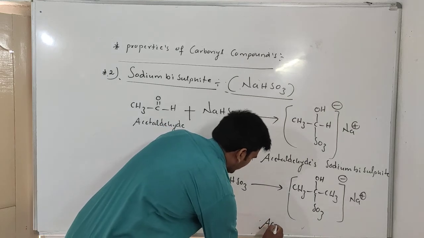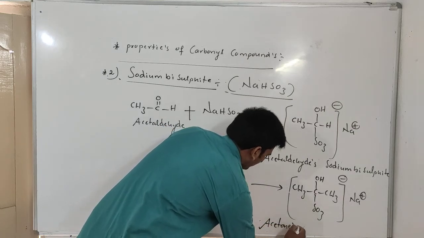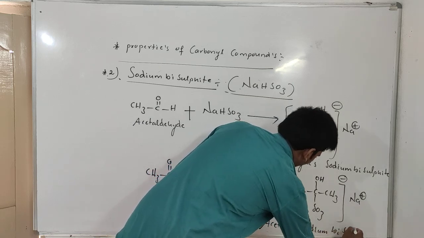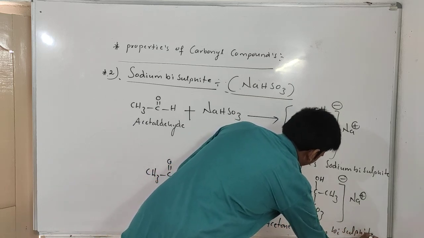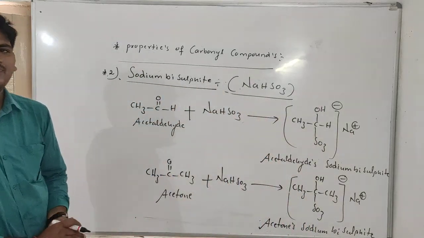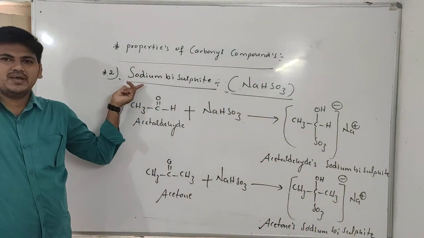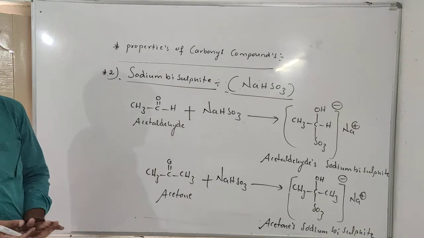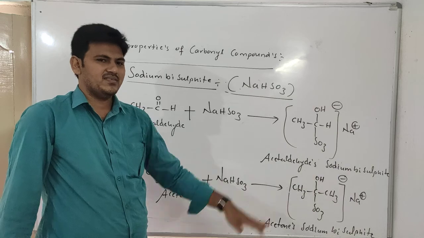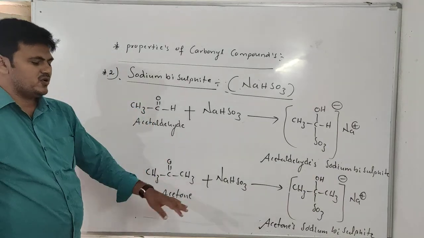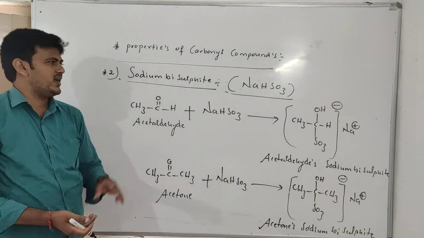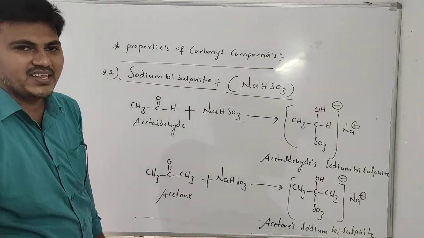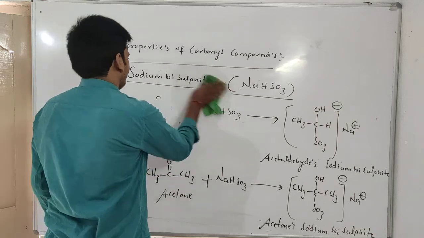Acetone sodium bisulfite. So the second property is reaction with sodium bisulfite, formula NaHSO3. It is also one of the addition reactions. So acetaldehyde sodium bisulfite, next acetone sodium bisulfite. So the second property is reaction with sodium bisulfite, formula NaHSO3, which is important.